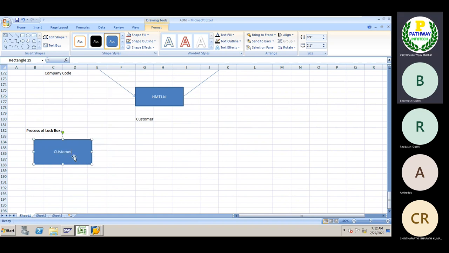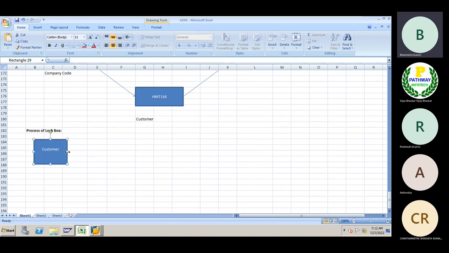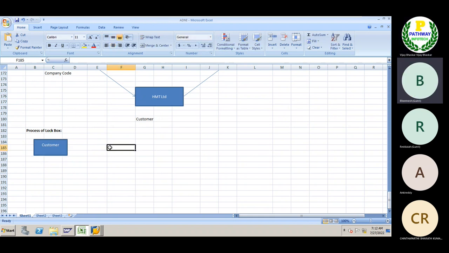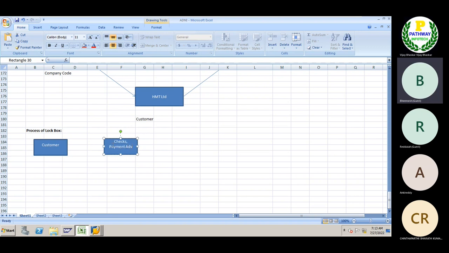Remember, the customer, as I have explained, we have performed the sale to the customer. The customer is going to send the checks and payment advice. Payment advice means that on behalf of particular invoices the customer makes the payment, and the particular invoice information will be there in this payment advice form. If the customer is making the payment on behalf of two invoices, the two invoices' information will be there in the payment advice.